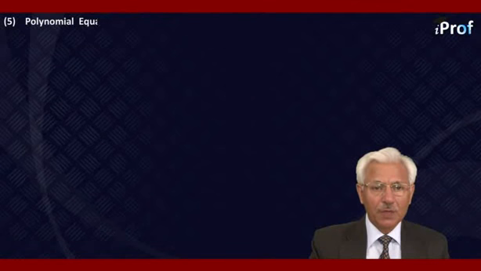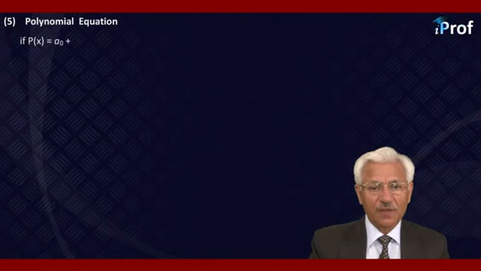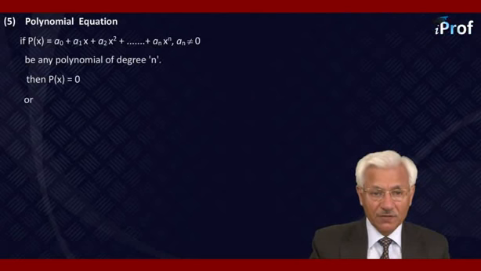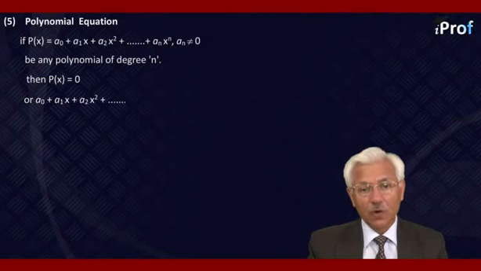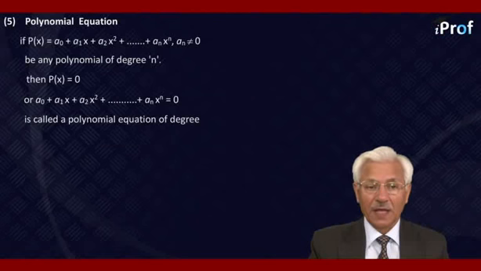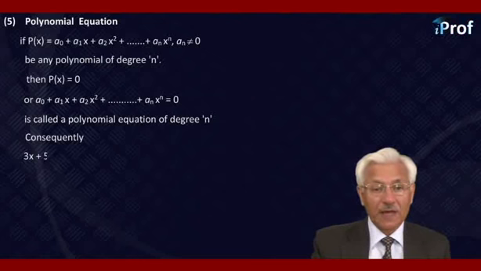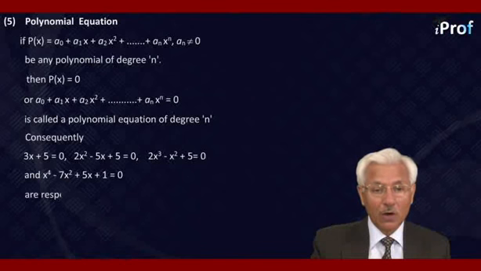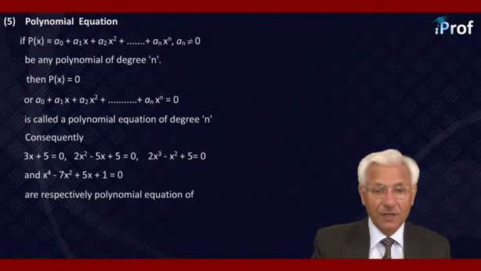Now we define a polynomial equation. If p(x) equals a0 plus a1x plus a2x squared plus so on, an x raised to power n, where an is not 0, be any polynomial of degree n, then p(x) equal to 0, that is a0 plus a1x plus a2x squared plus so on plus an x raised to power n equal to 0, is called a polynomial equation of degree n. Consequently, 3x plus 5 equal to 0, 2x squared minus 5x plus 5 equal to 0, 2x cubed minus x squared plus 5 equal to 0, and x raised to power 4 minus 7x squared plus 5x plus 1 equal to 0 are all polynomial equations of degree 1, 2, 3, 4 respectively.